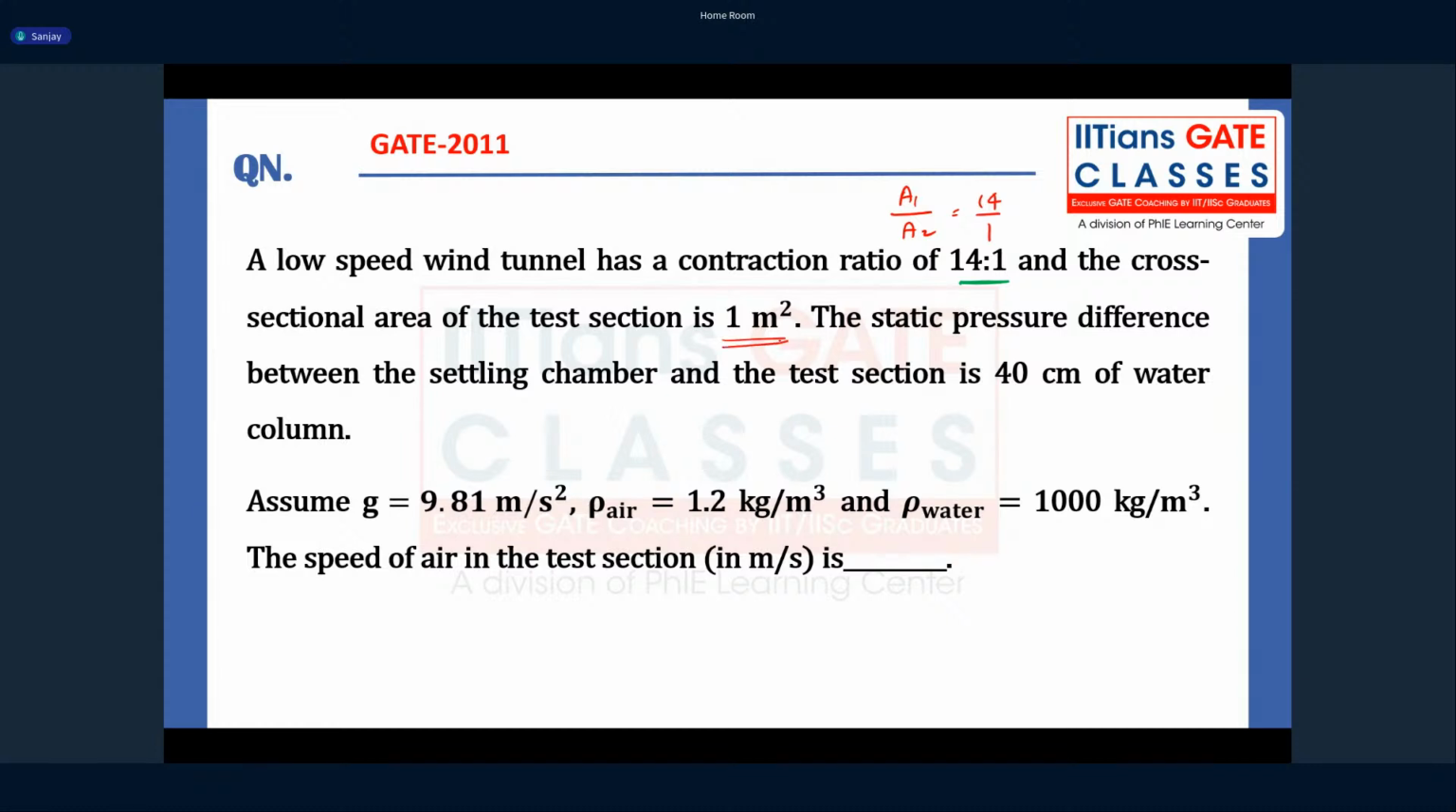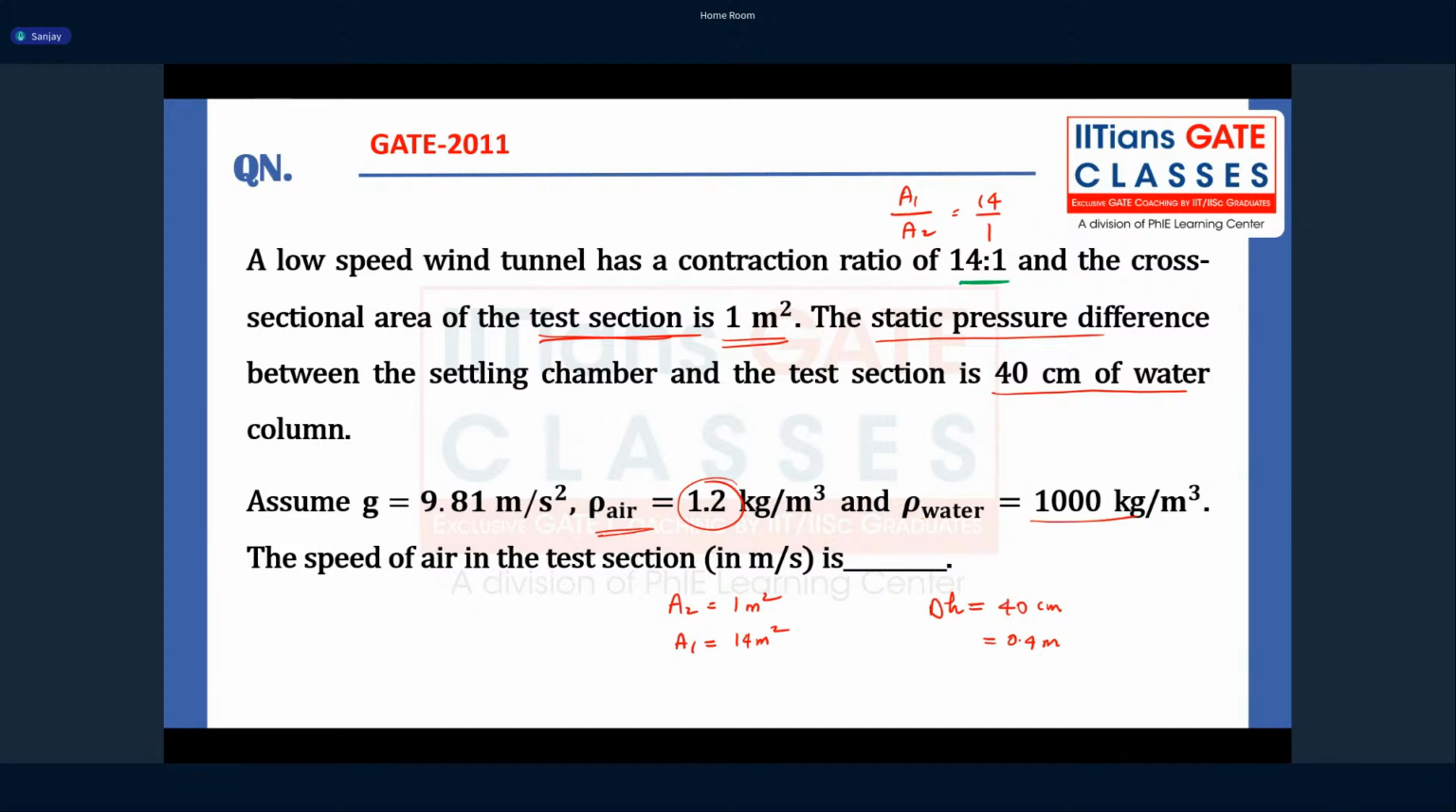Cross sectional area is 1 meter square of the test section, so that is A2, right? So A2 is 1 meter square, and your A1 is going to be 14 meter square. The static pressure difference between the settling chamber and the test section is 40 centimeter of water column. So the delta H is 40 centimeter, which is 0.4 meters. Assuming g is 9.8, the density of air is constant 1.2, and the density of water is given to you.